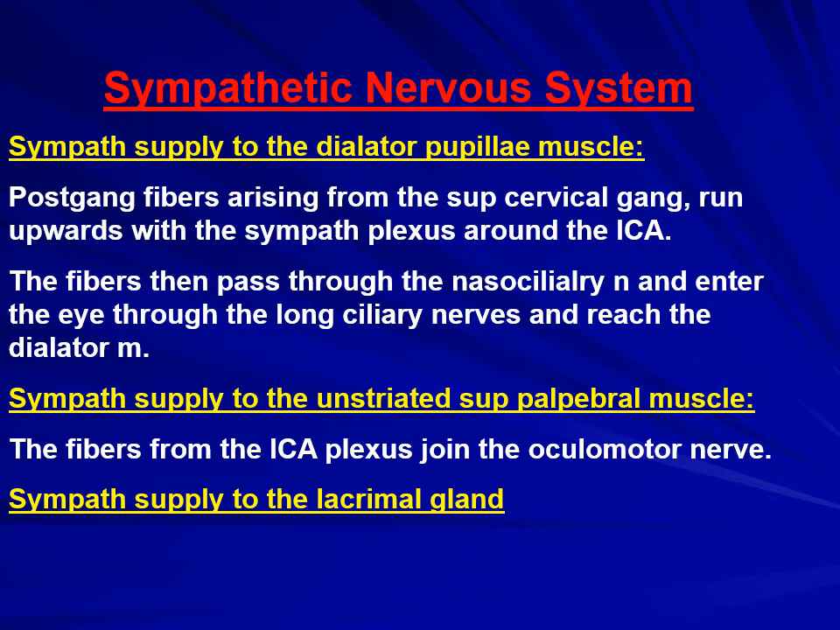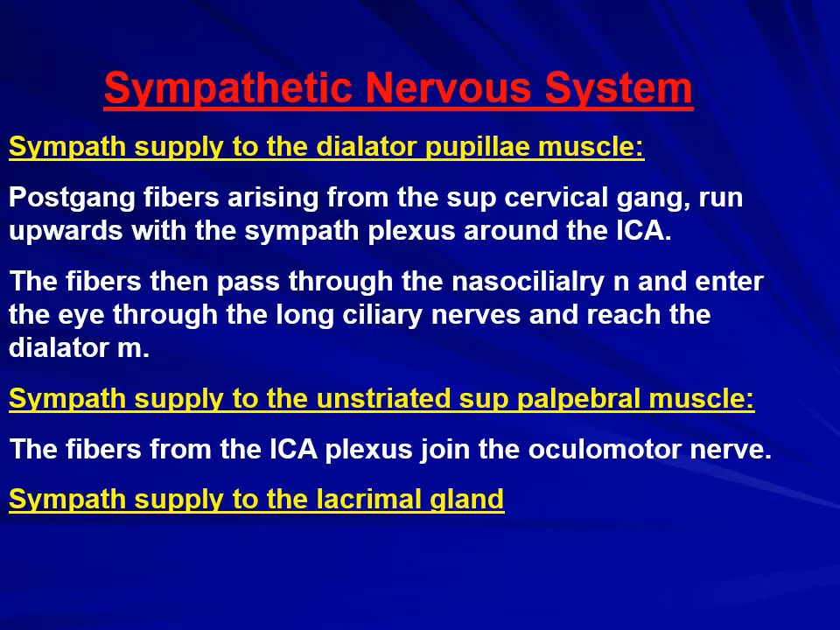As regards the sympathetic supply to the eye and the orbit, we have, number one, sympathetic supply to the dilator pupillae muscle. We also have sympathetic supply to the unstriated superior palpebral muscle, or Müller's muscle, which lies under cover of the levator muscle. And also we have sympathetic supply to the lacrimal glands. First of all, the sympathetic supply to the dilator pupillae muscle.